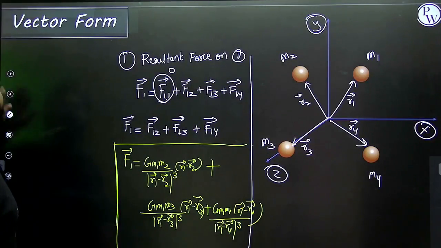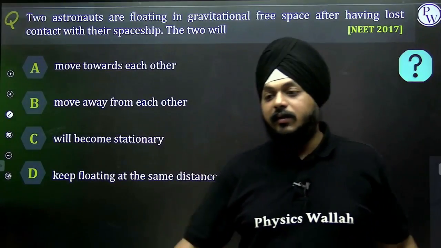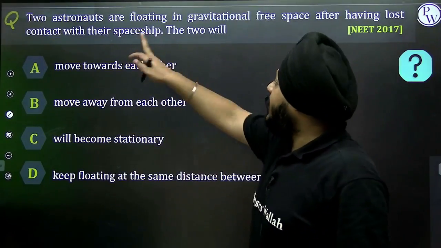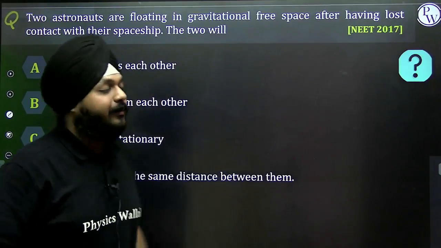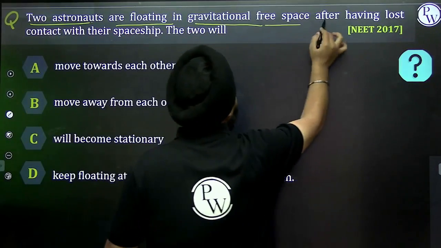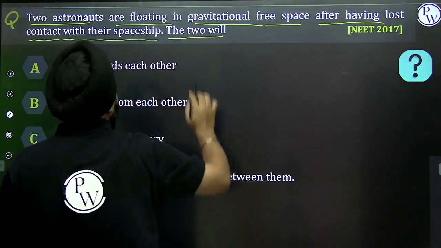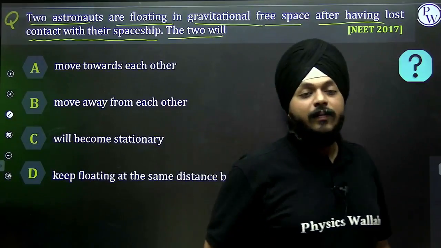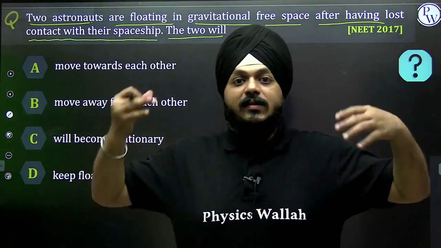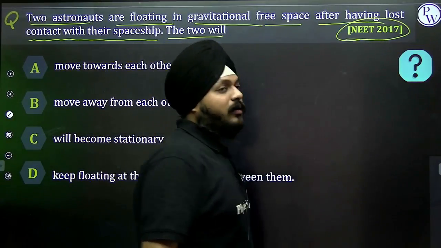Now let's see some of the examples that have already been asked in the NEET examination. Some of them I'm going to show you. Two astronauts are floating in gravitational free space after having lost contact with their spaceship. Let us take an example. This question was asked in NEET 2017.